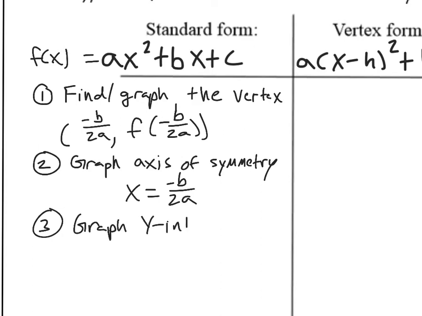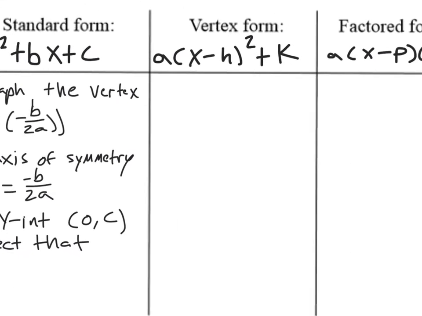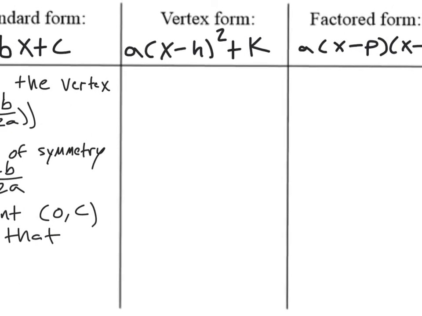Graph the y-intercept, okay, which in standard form, x is 0, and the y value is c. And this, I might need to show you an example, and then reflect that point to the other side. Okay, and you would graph that point as well, okay? We do the y-intercept, and then go ahead and reflect it. So 1, 2, 3. Okay. Again, now that might leave a few questions. We'll get to it. All right. Well, you'll see all three of these in action.